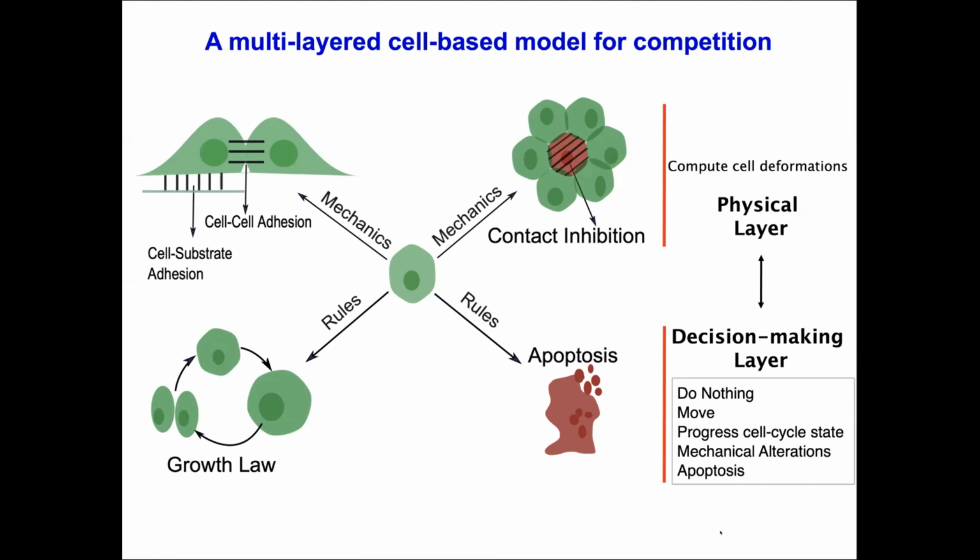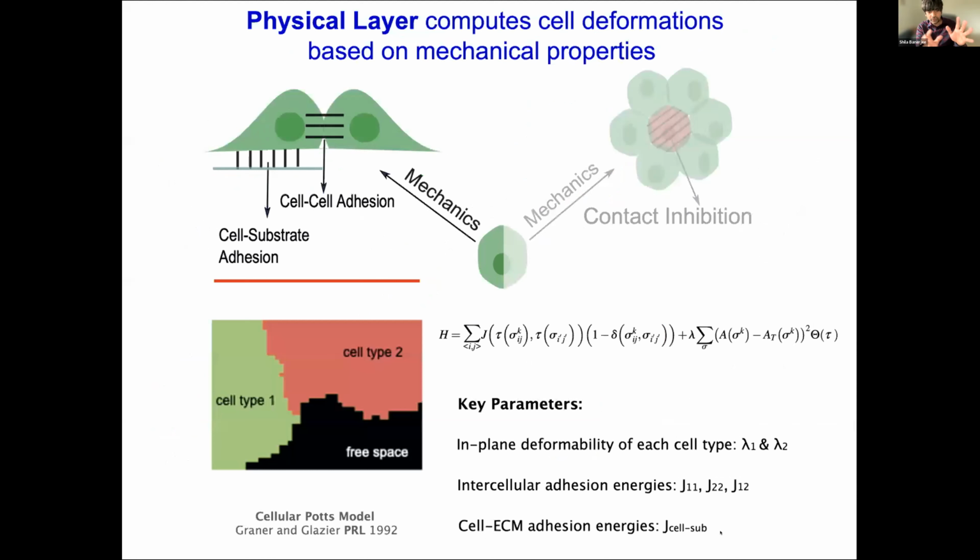Thank you. Great. Okay, so first of all, the physical layer of the model. Let me try to describe it. The physical layer computes cell deformation based on mechanical properties. Here I used the cellular Potts model. Since this is the fourth day of the workshop, you are all familiar with cellular Potts models, so I'm not going to go through the details.